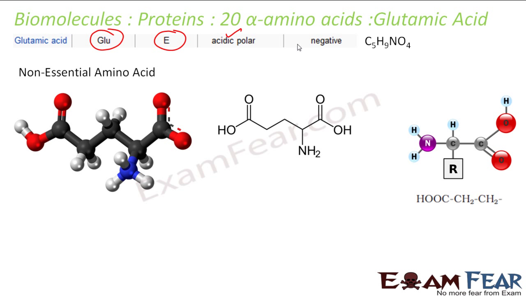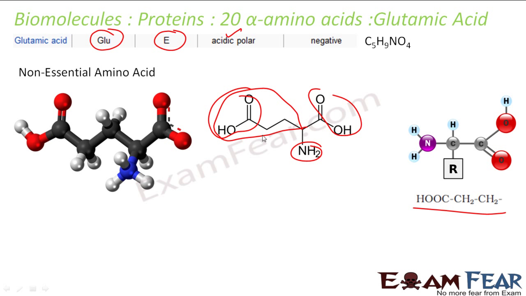This is the structure, and this is the actual structure. If you compare this with my R, this is my R here, and this R is nothing but CH2CH2COOH. Now if you compare, it has 2 COOH groups and 1 NH2 group. So 2 acidic groups, 1 basic group. So overall it is acidic.